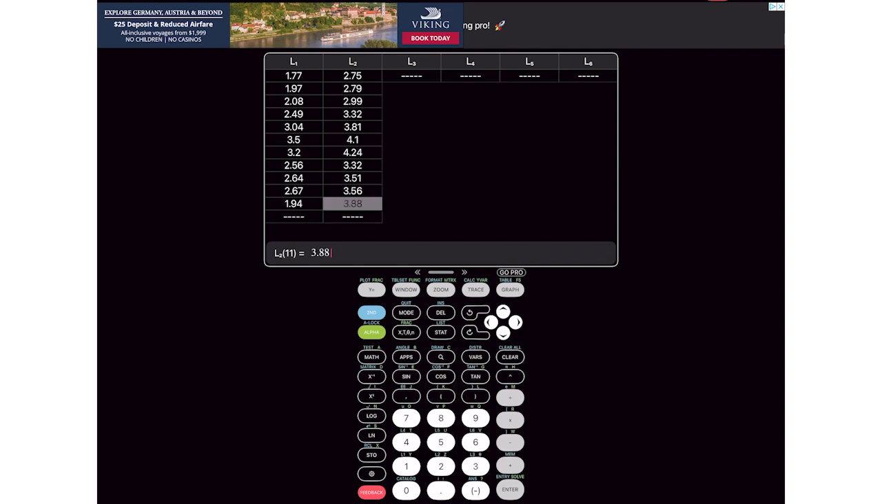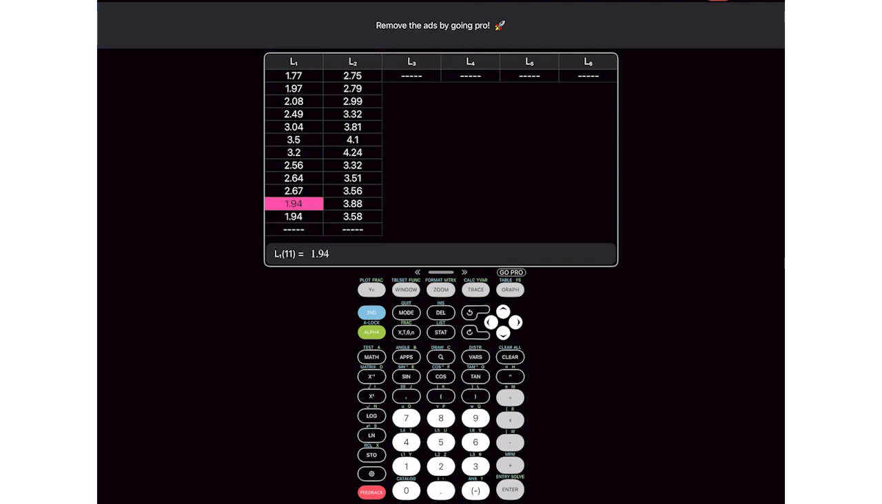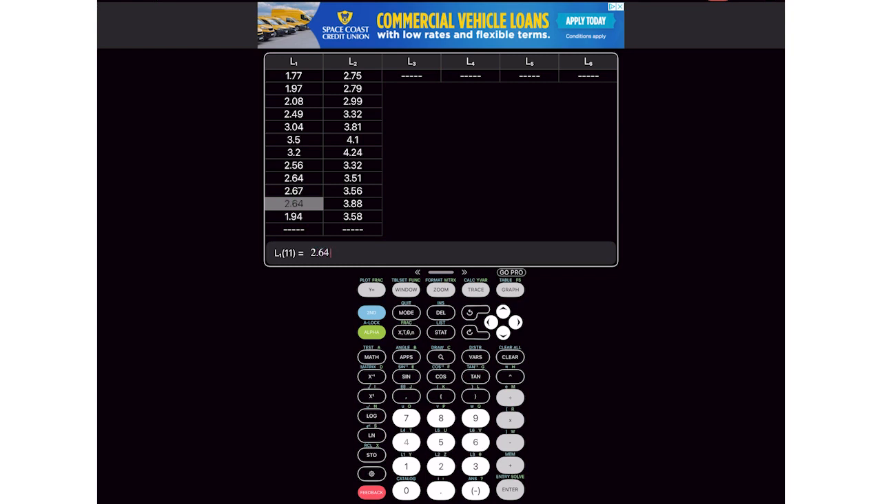Okay, so I must have missed a number because I have an extra line. Let me work backwards. This should be 1.94. Okay, and then it was 2.64. And then it was 2.67. Okay, so now everything seems to be okay.